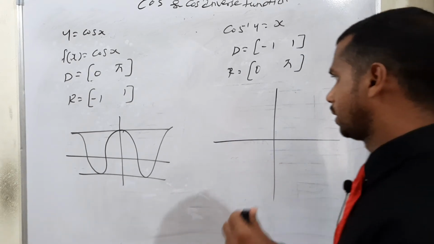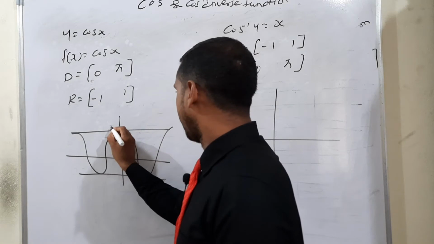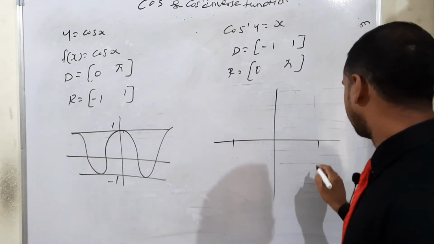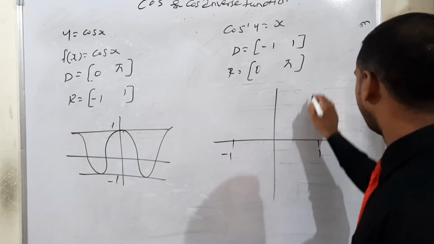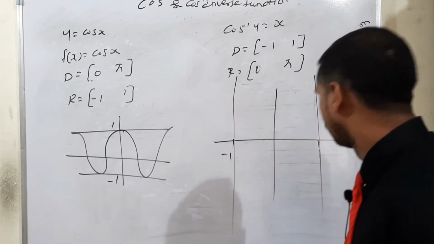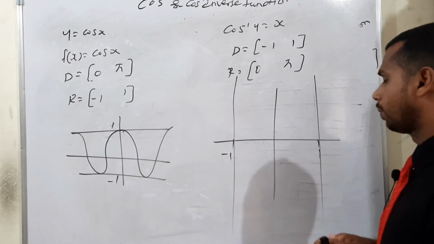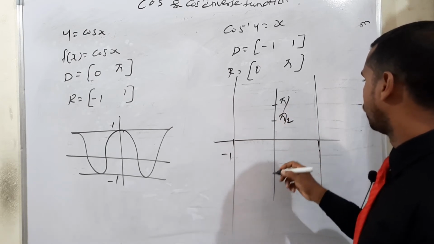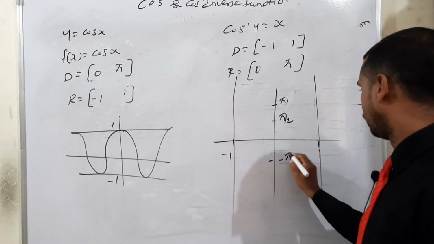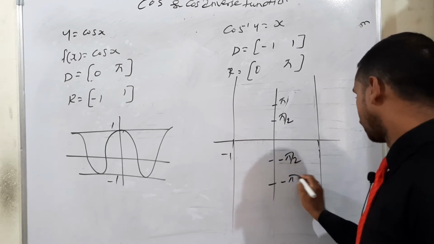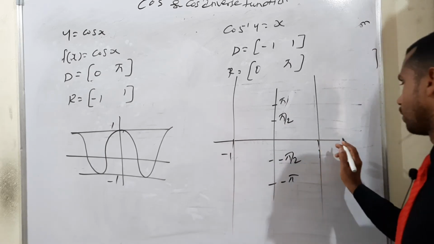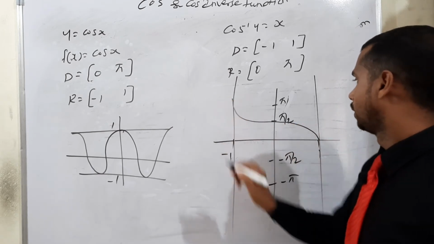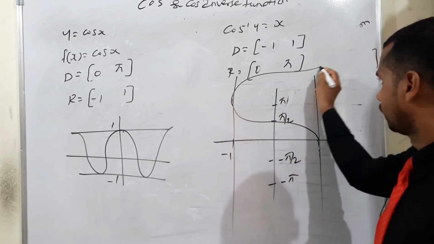Just reverse the order. The vertical line positive 1 to negative 1 here becomes a horizontal line positive 1 to negative 1. Then on the vertical part we mention pi by 2 and pi, and on the opposite side negative pi by 2 and negative pi. So cos 0 value starts with positive 1, and it moves like that, isn't it?